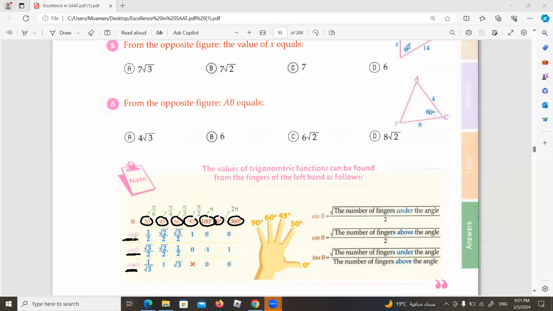This is for sine. Mister, we must know this? Yes, because you don't have a calculator. If I said sine 30, you don't have a calculator to write sine 30.